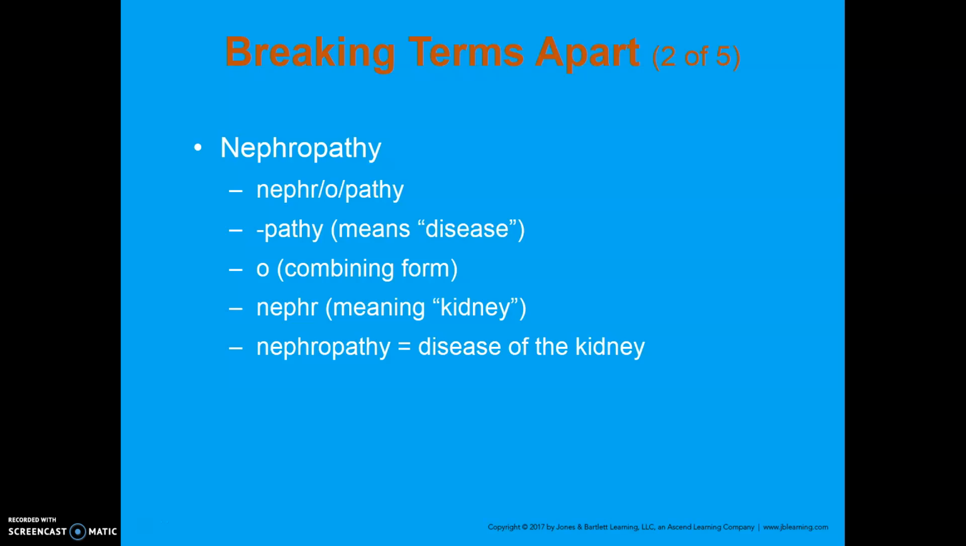Let's pull pathy out. It's a suffix meaning disease. O is the combining form. Nephr is the word root meaning kidney. So nephropathy means disease of the kidney.